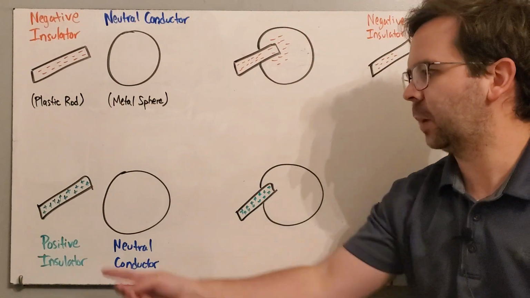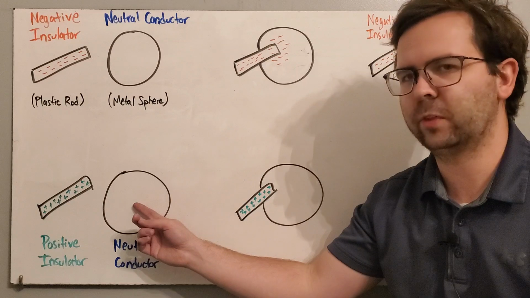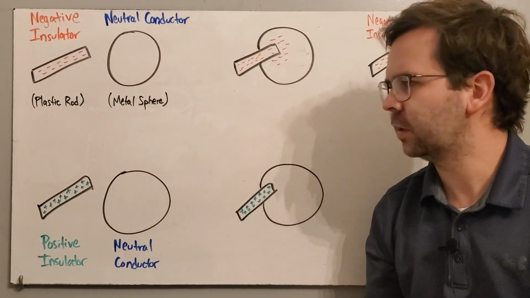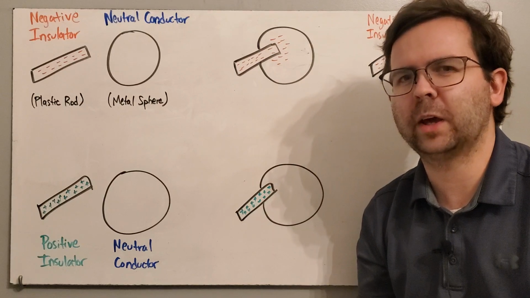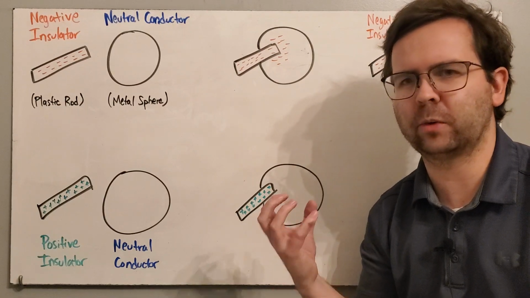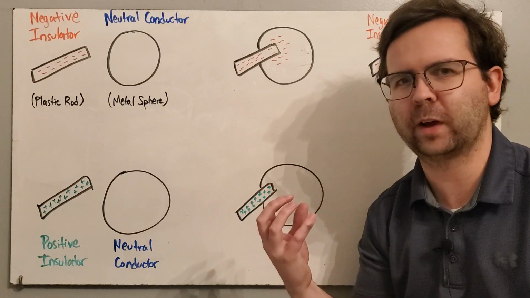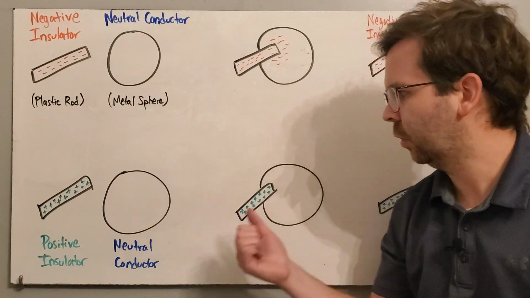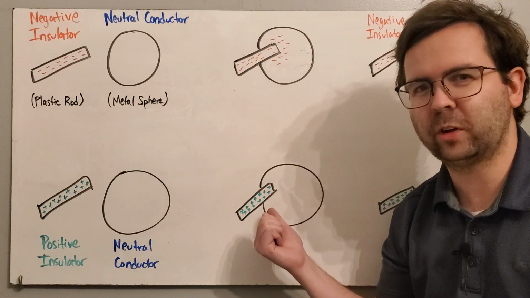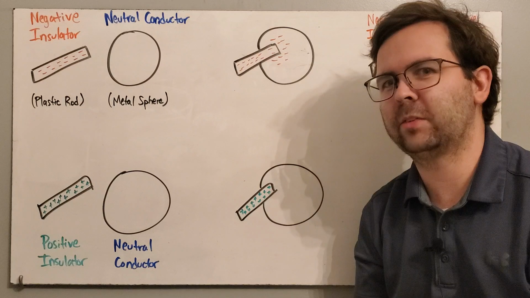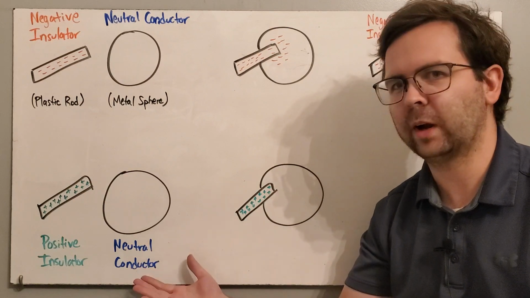What if we brought a positive insulator next to this neutral conductor and touched it to the conductor? Well, positive charges can't move. They're protons. They're kind of fixed to the structure of the object. They're not able to move freely like electrons can. So will there be a transfer of charges here? And the answer is yes, but it's not actually pictured well right now.